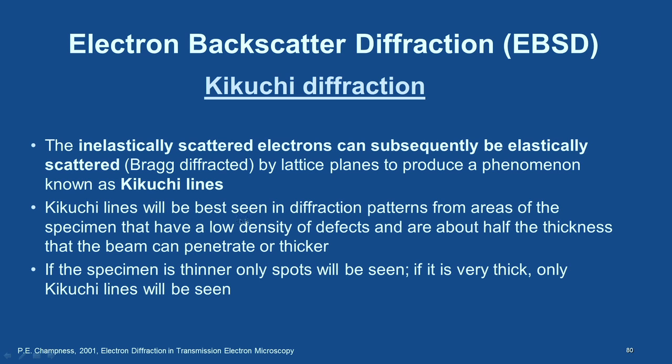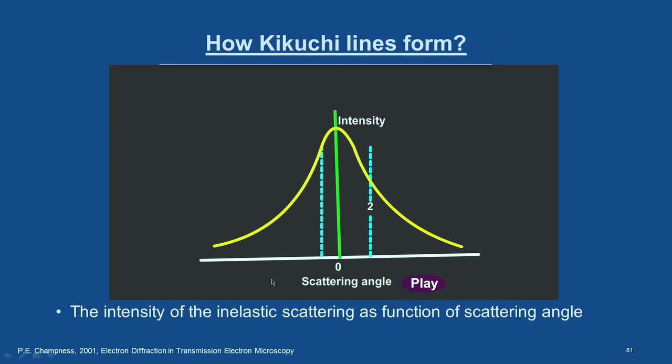And Kikuchi lines will be best seen in the diffraction patterns from the areas of the specimen that have a low density of defects and are about half the thickness that the beam can penetrate, or thicker. You need a thicker sample, and if the specimen is thinner, only spots will be seen. If it is very thick, only Kikuchi lines will be seen. Of course, this is with respect to the transmission mode. We will also discuss this when we go to the appropriate section, and this is how it has been interpreted, how Kikuchi lines are forming.